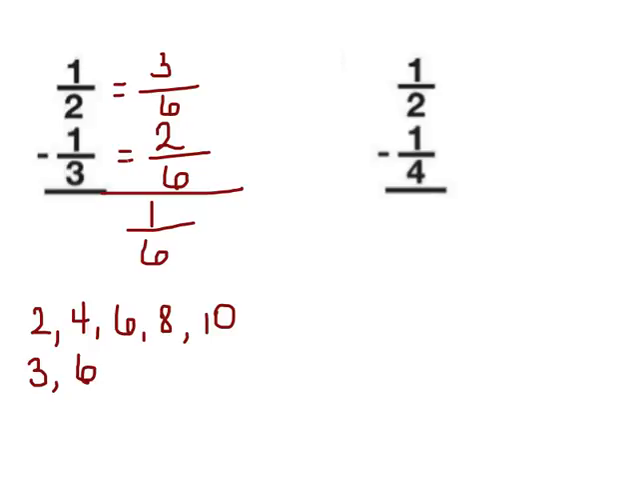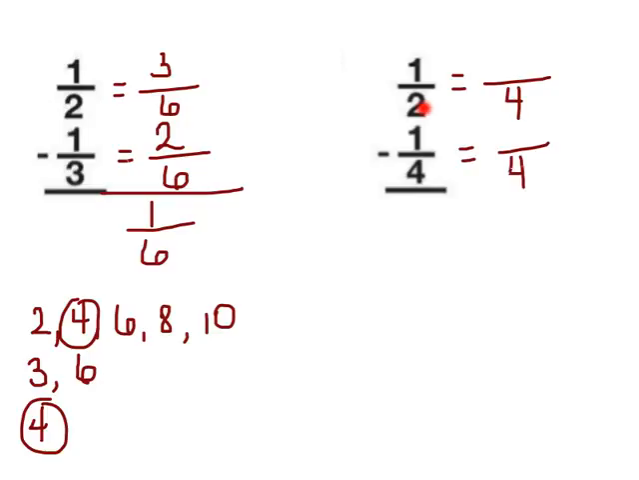And then my next problem is 1/2 minus 1/4. Well, I already have my 2's here, so now I'm going to think about my 4's, and so I'm going to list those. 4, oh, I don't need to go any farther. I already have it, so my common denominator is going to be a 4. And 2 times what is 4? Well, that's 2. So 1 times 2 is 2. And 4 times what is 4? That's 1. And 1 times 1 is 1.